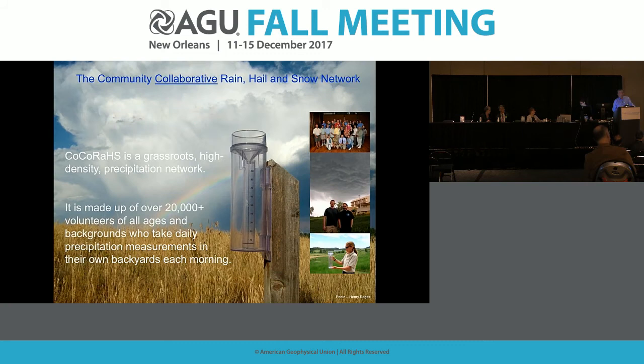Okay. Anyway, CoCoRaHS stands for the Community Collaborative Rain, Hail, and Snow Network. Nolan made that up. I did not make that up. CoCoRaHS, as it says here, is a grassroots, high-density precipitation network. The goal here is to gather information on precipitation.